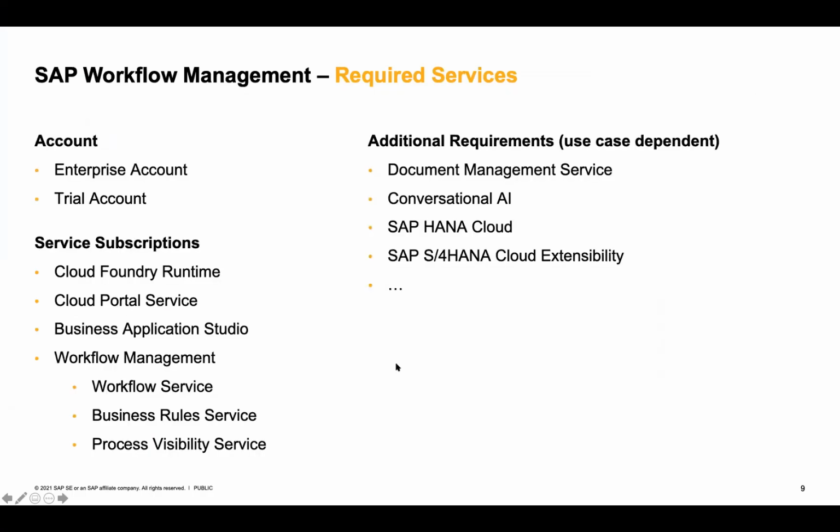On the next slide, I have just summed it all up. So basically, we need an account, enterprise account or trial account. We need several service subscriptions: Cloud Foundry Runtime, Portal Service, Business Application Studio, Workflow Management with the included Workflow Management services. And then here, use case dependent, you might even need additional services, but that always depends. So I will maybe come to these at a later point. It always depends what you want to do.